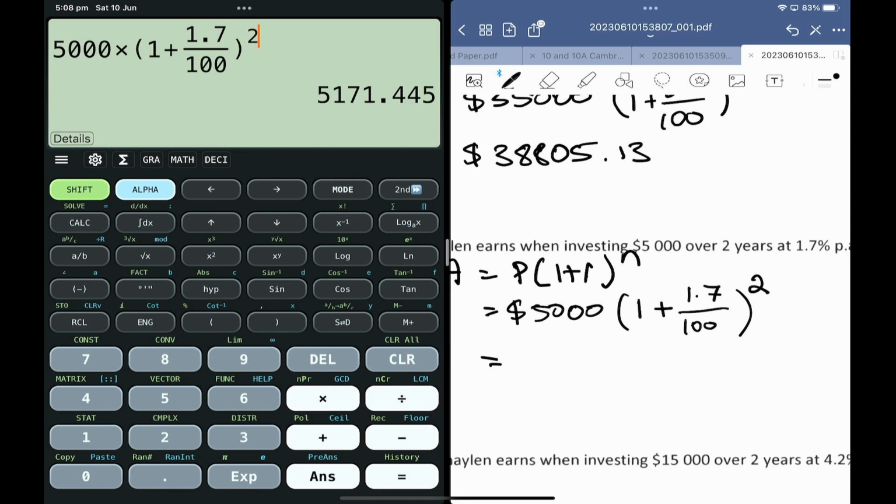And 2 years, which gives us $5,171.45 to the nearest cent.